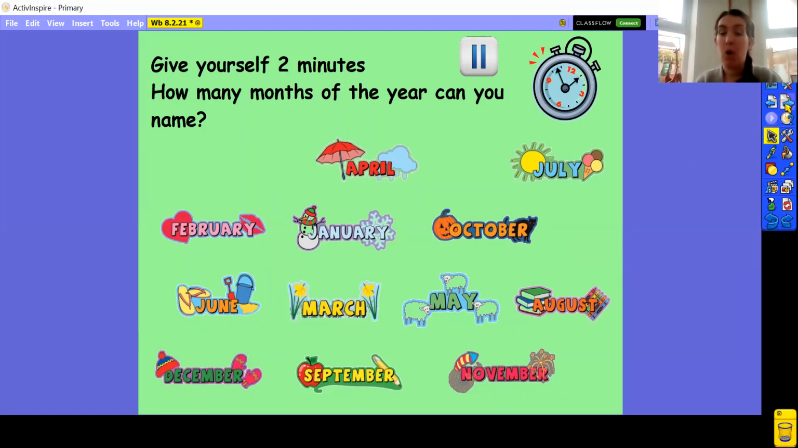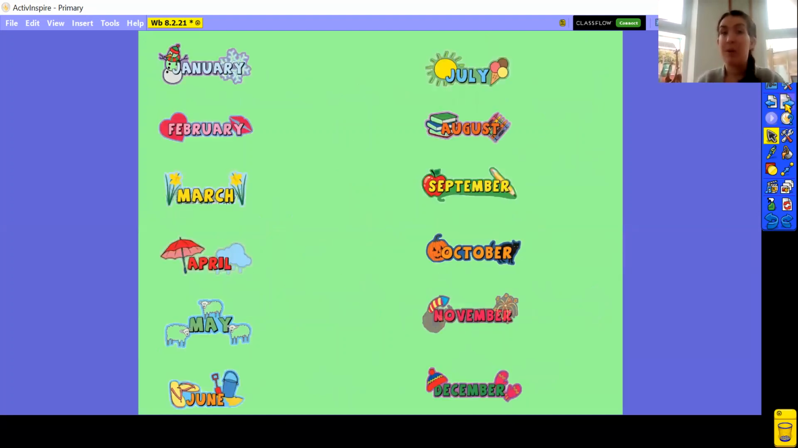So as well as knowing what the months of the year are, we need to know them in order. So this is the order starting from January. We have January, February, March, April, May, June, July, August, September, October, November, and December. Now you might want to try and think of a little rhyme or a poem that helps you to remember the months of the year in order.